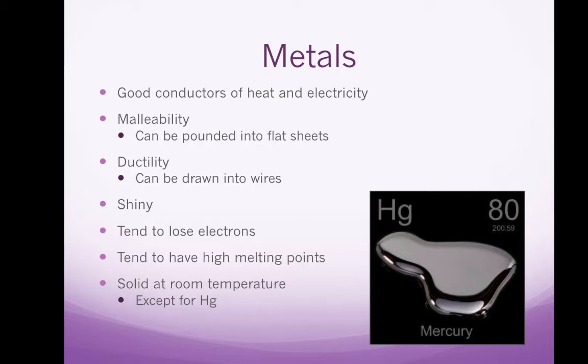So, you could make pretty good generalizations about all metals, right? If I gave you a metal, you should be able to tell me, okay, this is a metal, so it's a good conductor of heat and electricity. It's very malleable, it's ductile, it's shiny, it probably loses electrons, it probably has a high melting point, and it's a solid at room temperature, unless it's mercury.